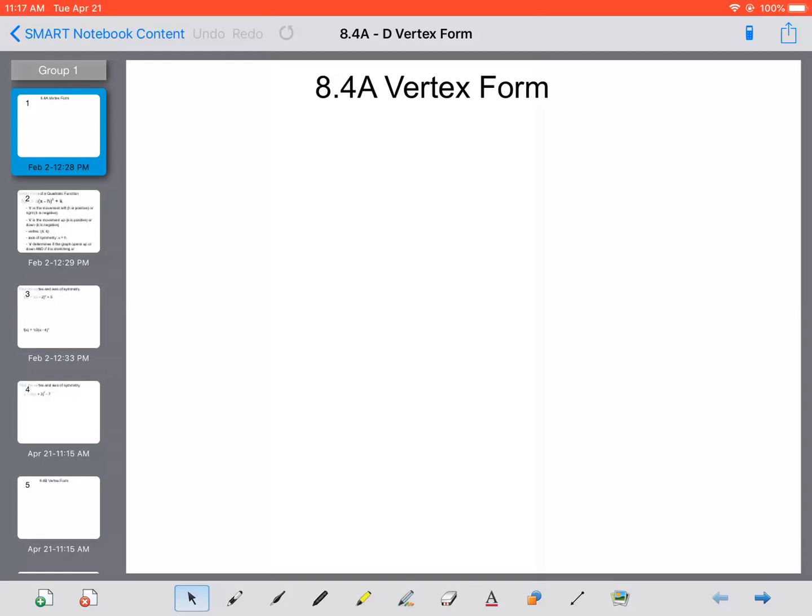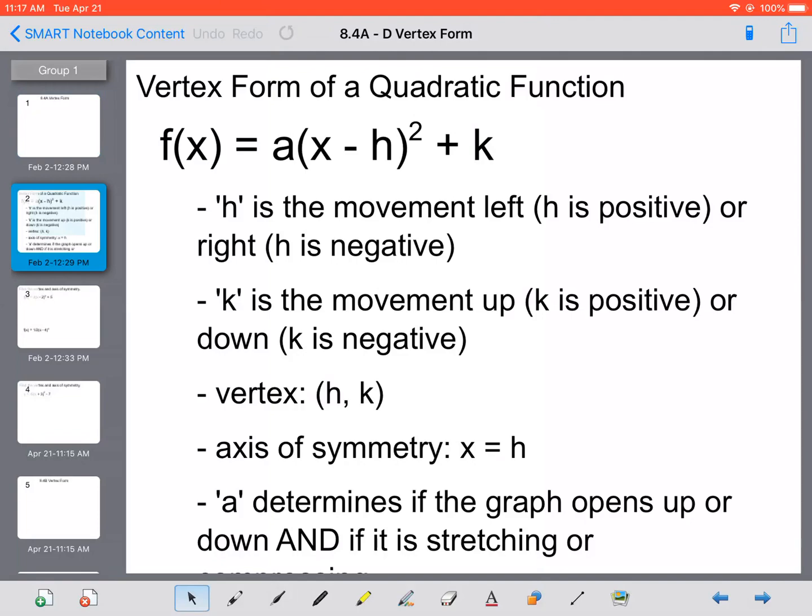Good morning. We are going to move on to 8.4 today and talk about vertex form. So the vertex form of a quadratic is the equation a times (x minus h) quantity squared plus k, which is this formula right here. And what's nice about vertex form is we don't have to do anything to be able to find our vertex.